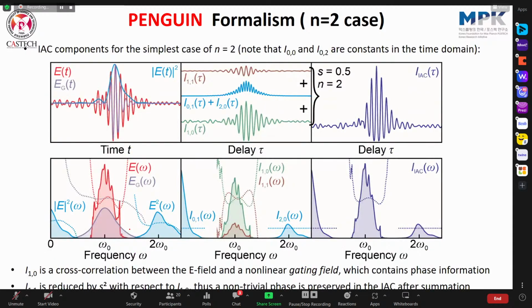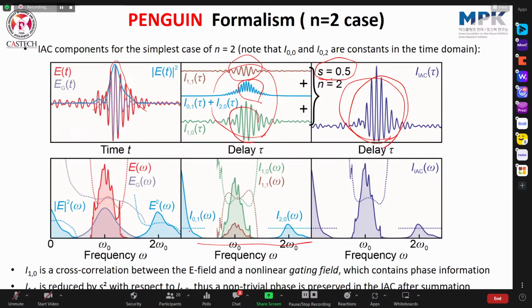Okay, so I'm showing this one. This is the electric field. And this is the autocorrelation signal in the case of S equals 0.5. These are the various components of the autocorrelation signal, all added up, and it becomes like this one. This also shows the spectrum, so this is showing the spectrum of this and this and this in the spectral domain.